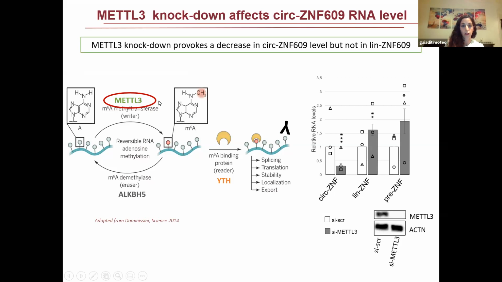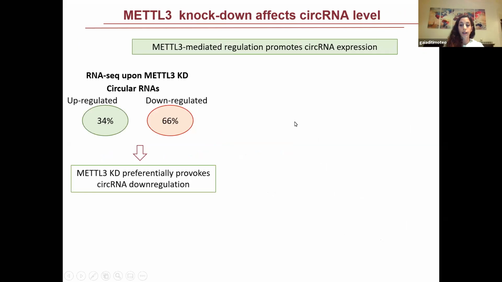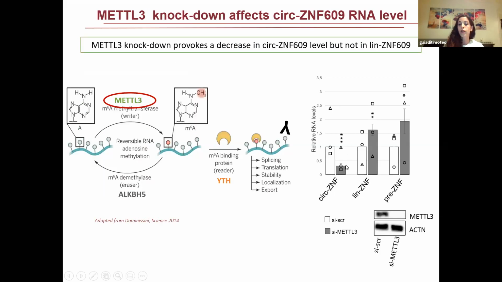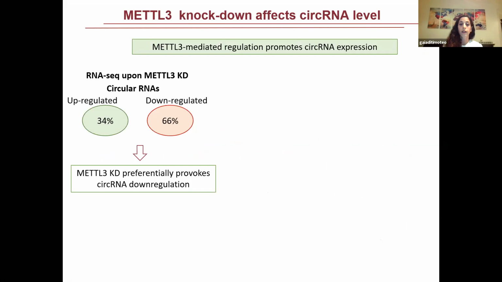METTL3 is the main methyltransferase of the mRNA in the cell. And as you can see, the downregulation of METTL3 is provoking a strong decrease of circRNA 609 RNA level. This is accompanied by an increase of its precursor level and its linear counterpart level. In order to extend our analysis, we performed an RNA-seq upon METTL3 knockdown. Among the deregulated circRNAs, most of them are downregulated, indicating that the knockdown of METTL3 preferentially provoked downregulation of circRNA instead of upregulation.